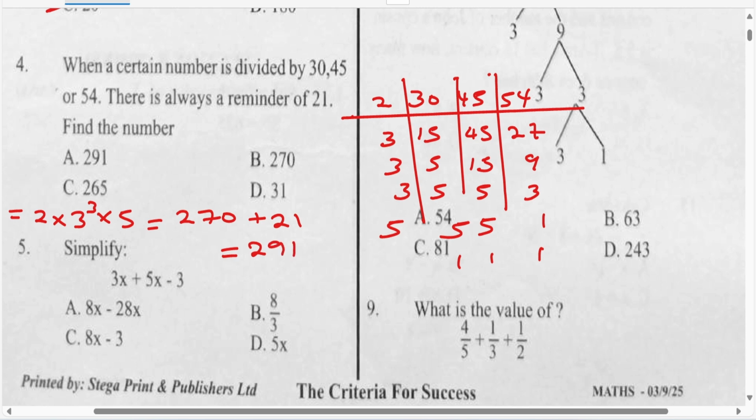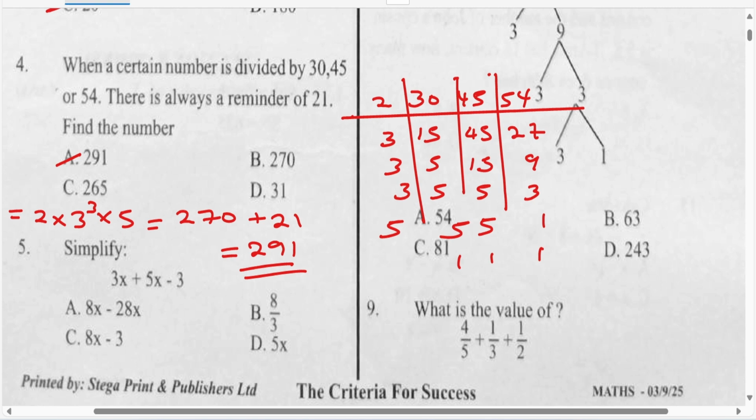So basically, if I take 291, divide it by 30, or 45, or 54, it gives me a remainder of 21. But 270 won't give you any remainder, it gives you the exact number of times without any remainder. Tumeelewana? Yani ukichukua 270 ukidivide kwa 30, 45 na 54 haitakupa remainder yoyote. But sasa ukiadd kwa 21, which is 291, ndo ukichukua 291 ukidivide kwa 30, 45 ama 54 itakupa remainder ya 21.